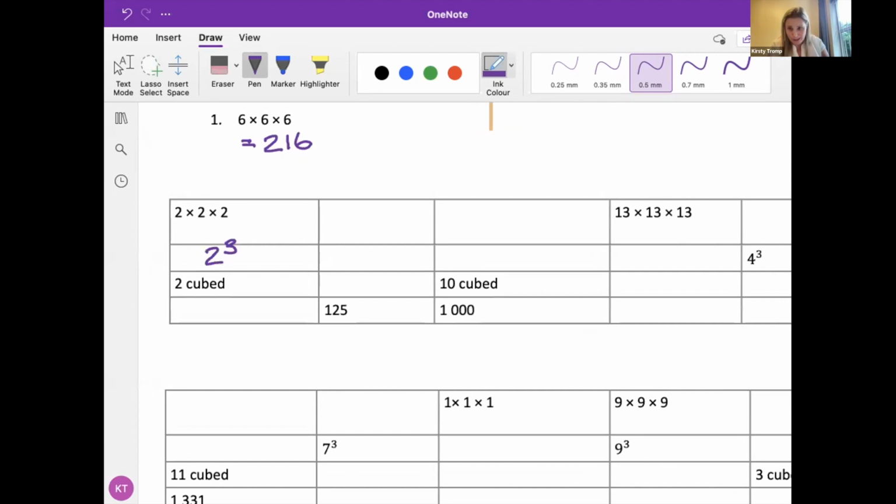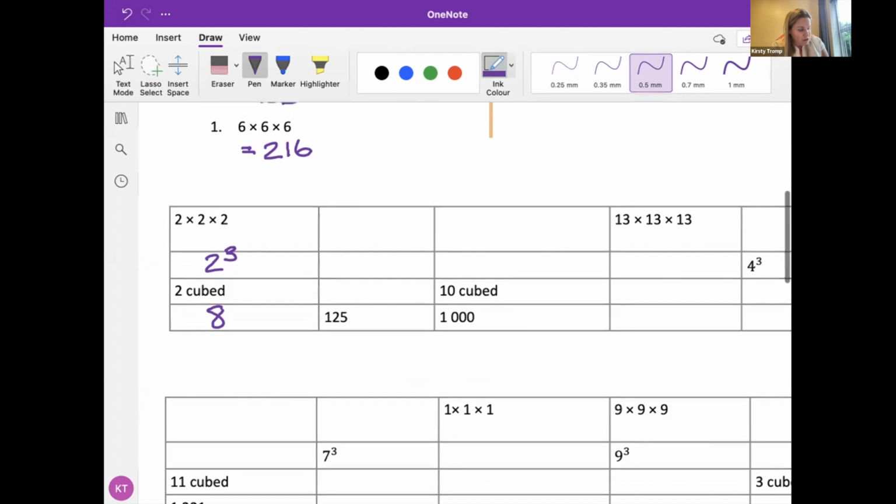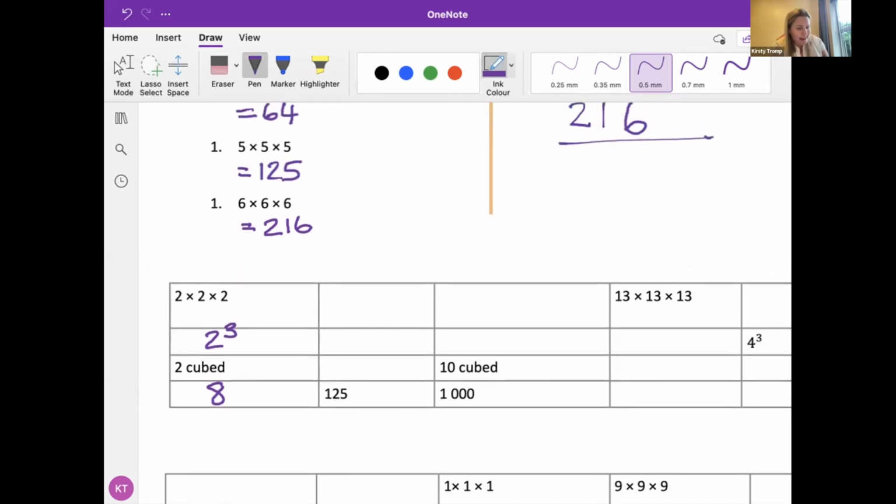And 2 to the power of 3 is the same as saying 2 cubed. And 2 cubed is the same thing as saying 8. All right. Again, I like to work smart. So 125, I've seen that before. 125 was the same thing as saying 5 times 5 times 5. So I know that 5 times 5 times 5 was the same thing as saying 5 to the power of 3, which is the same thing as saying 5 cubed.